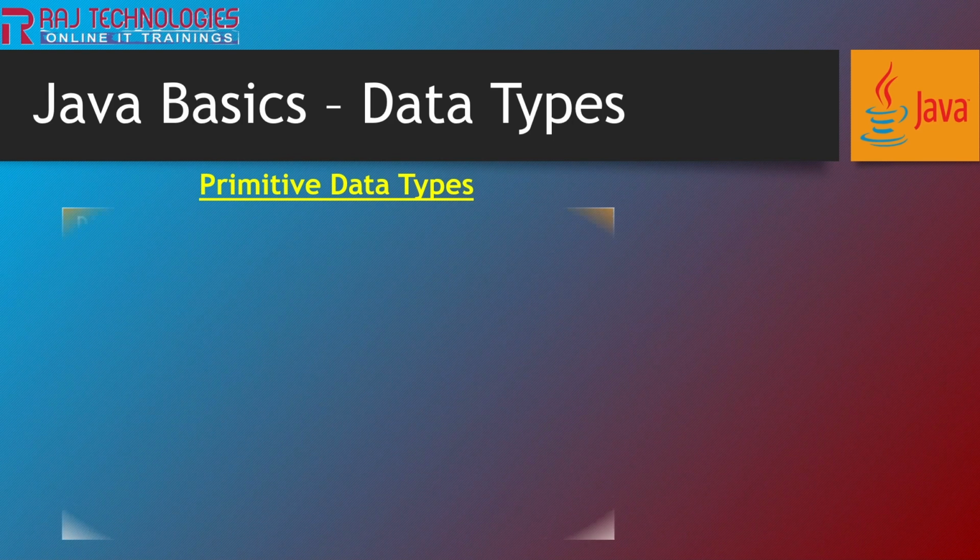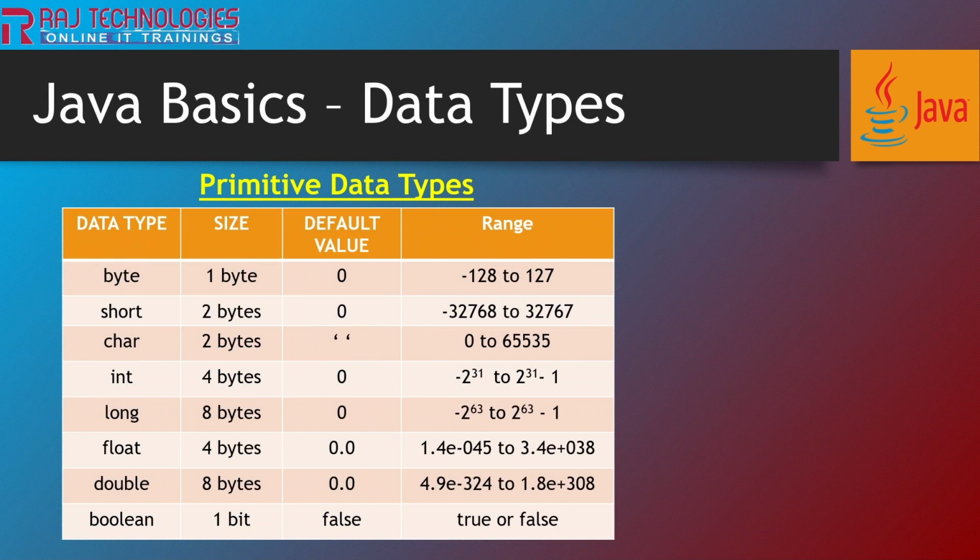Coming to all the primitive data types, this table is very important: data type, size and default value. When you declare a variable of type byte, how much memory space is it going to allocate in RAM? For byte it is 1 byte. For short 2 bytes. For char 2 bytes. For int 4 bytes. For long 8 bytes. For float 4 bytes. For double 8 bytes. And coming to boolean, boolean will go with 1 bit.